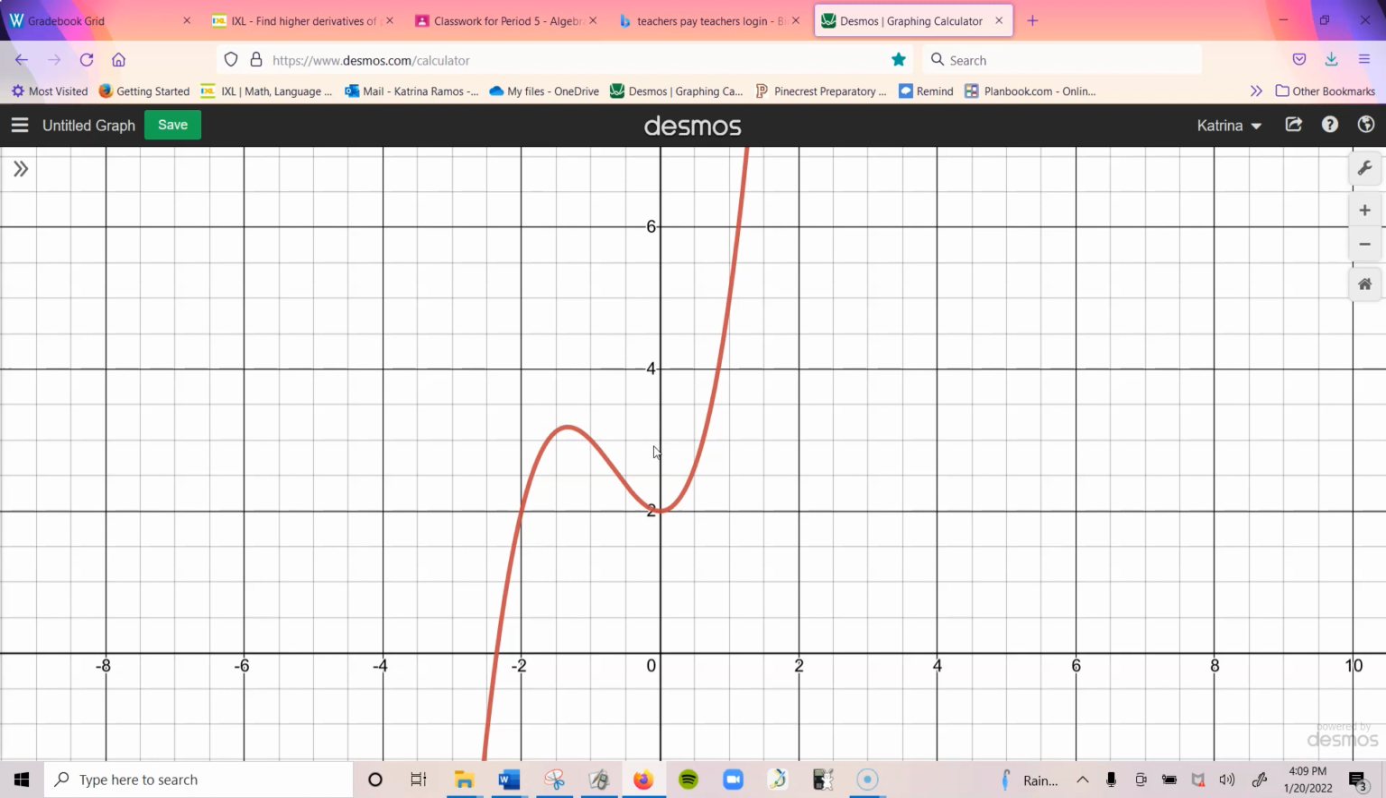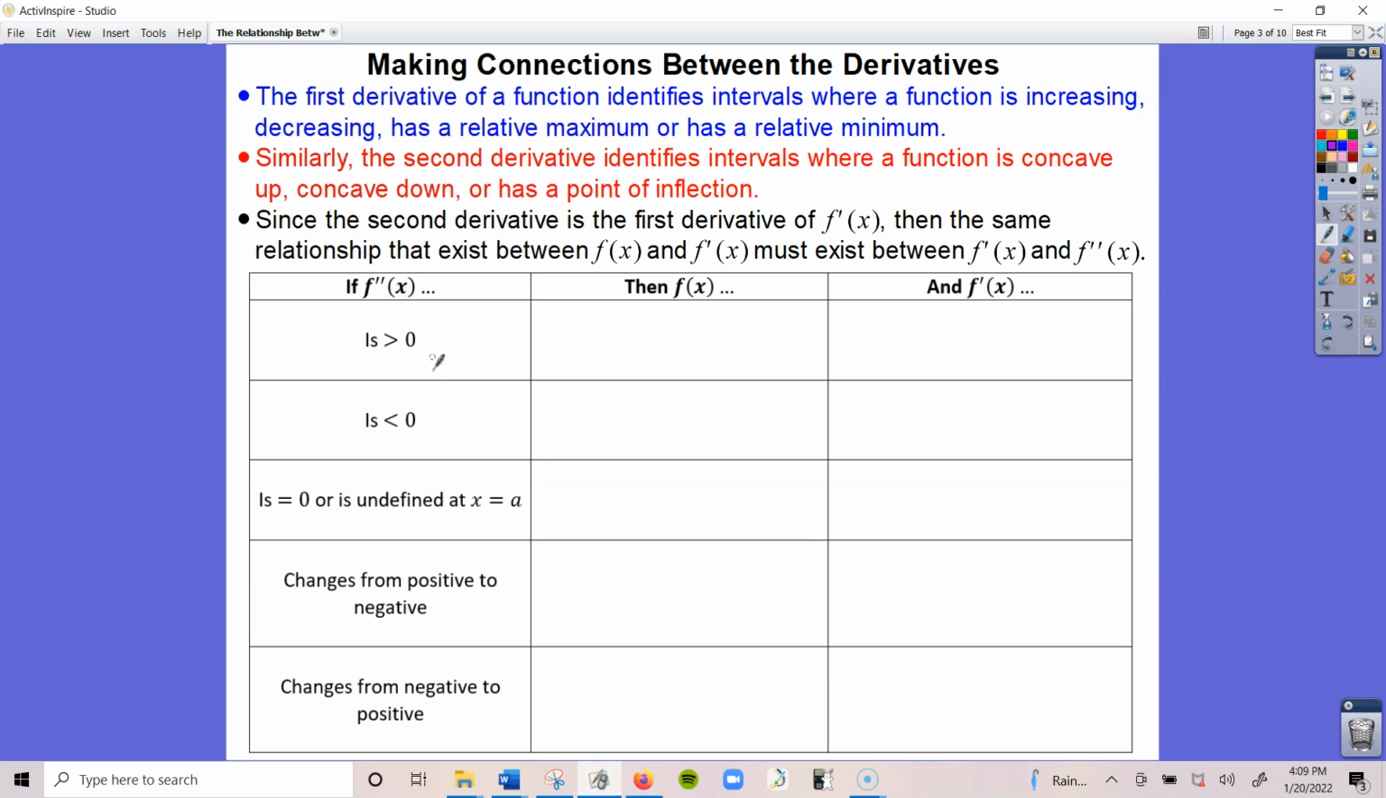A point of inflection is the coordinate where the function changes concavity, which usually is right in between. So like right around here, if you can see my little arrow, to the left is concave down, to the right is concave up, and this coordinate right here would be considered the point of inflection. So let's get back to this lesson.